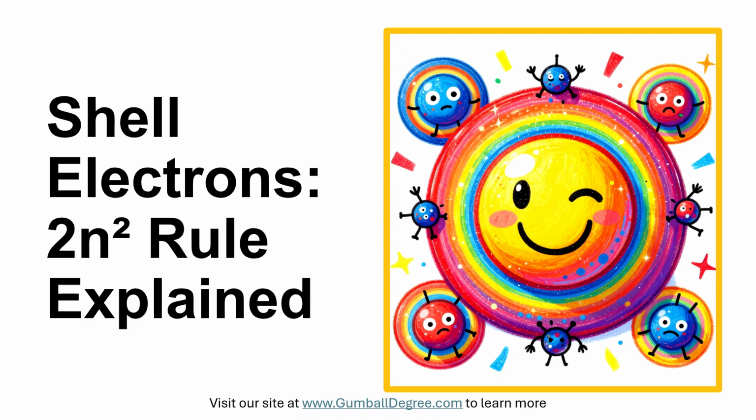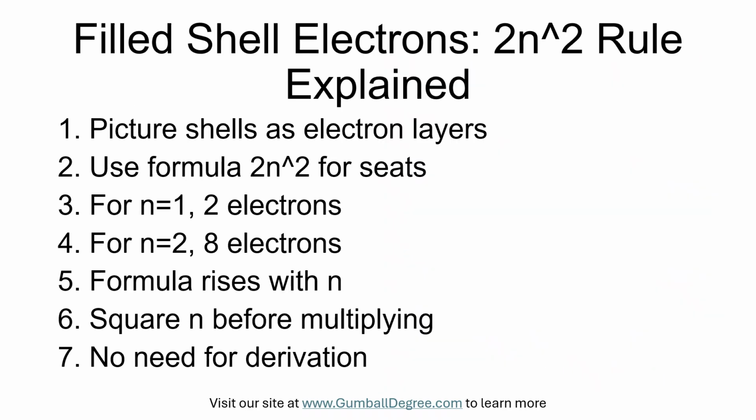Two n² electrons occupy a filled shell with principal quantum number n. Think of shells like layers of seats around the nucleus where electrons sit, and the rule 2n² tells you how many seats are filled on each layer. If n is 1, plug 1 into the rule, and you get 2 times 1², which equals 2 seats for the first shell. If n is 2, 2² is 4, times 2 gives 8 seats for the second shell.